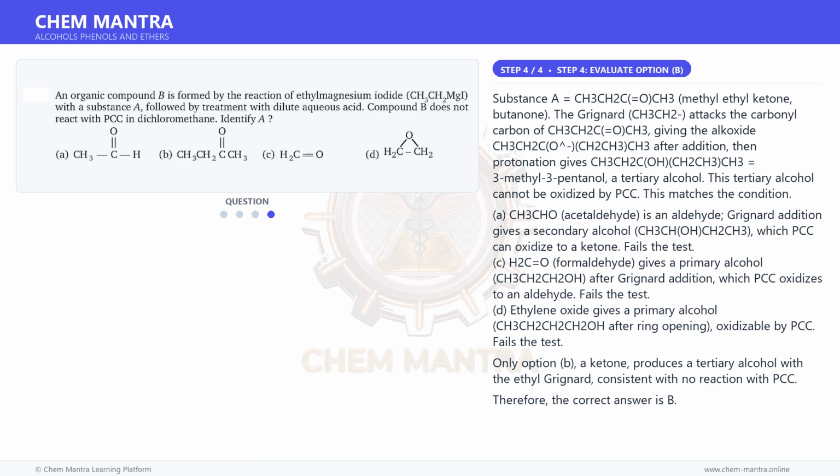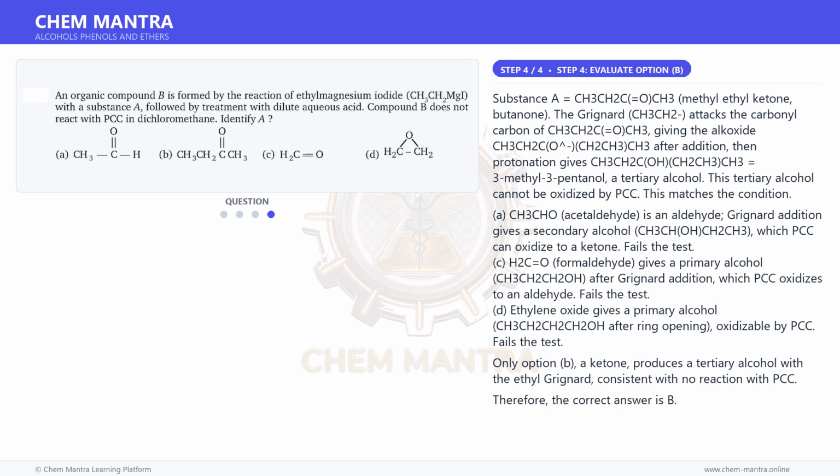A. CH3CHO, acetaldehyde, is an aldehyde. Grignard addition gives a secondary alcohol, CH3CH(OH)CH2CH3, which PCC can oxidize to a ketone. Fails the test. C. CH2=O, formaldehyde, gives a primary alcohol, CH3CH2CH2OH, after Grignard addition, which PCC oxidizes to an aldehyde.